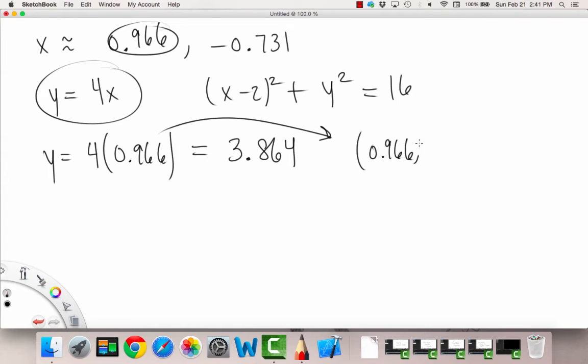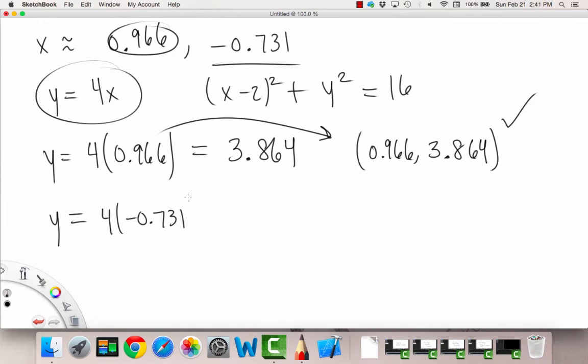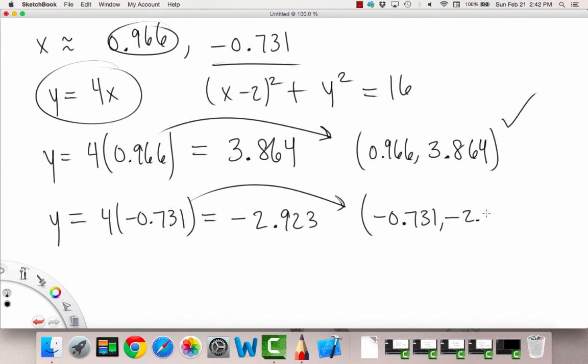So that means that one of the points of intersection is 0.966, that's the x coordinate, and we found our y coordinate to be 3.864. So this is one point of intersection. Now let's solve for the other point of intersection by plugging in the other x value that we found already. 4 times negative 0.731 gives us a negative 2.923. So this is also another point of intersection between the line we were given and the circle. So this is going to be negative 0.731, comma, negative 2.923. Okay, so that is another point of intersection.